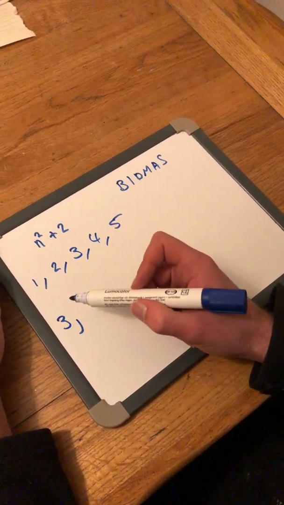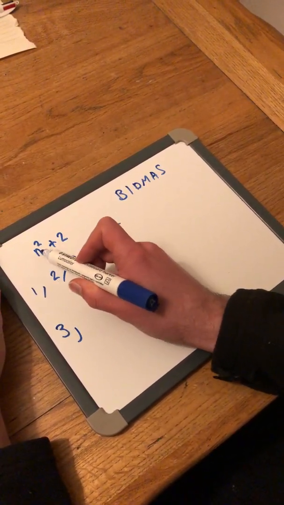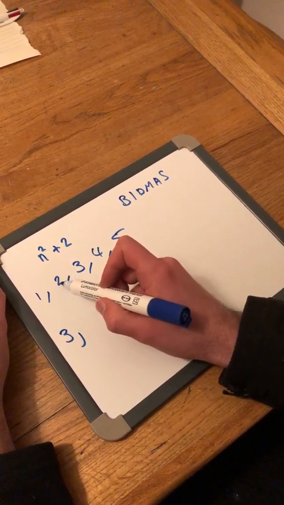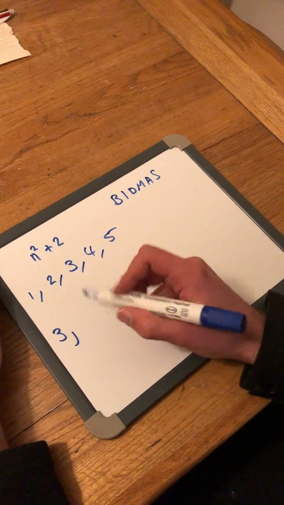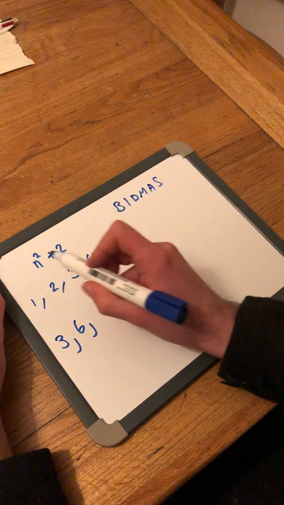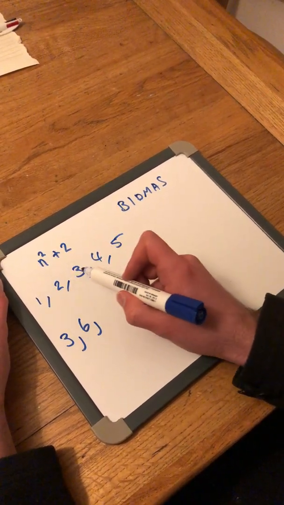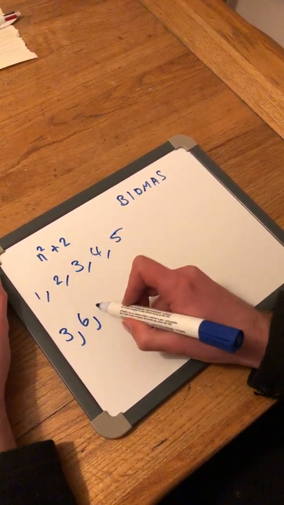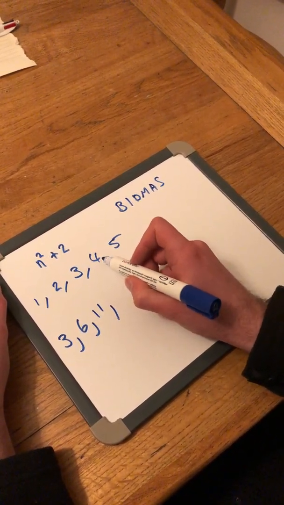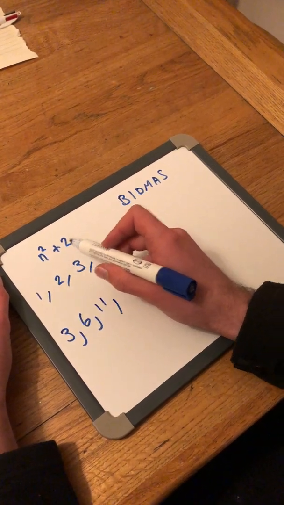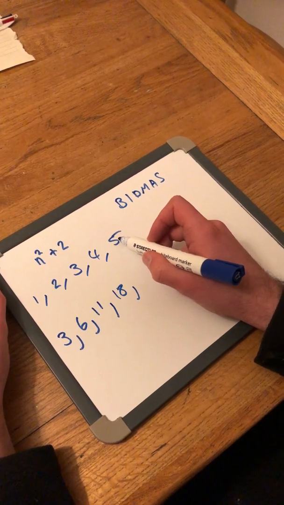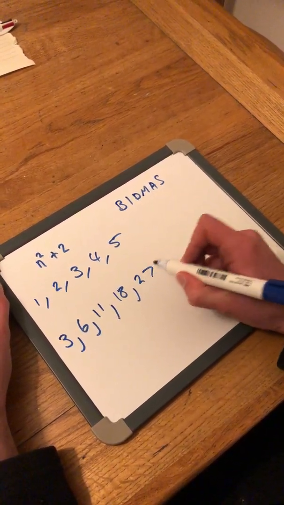Now we want to find our second number in our sequence. We're going to substitute n to be 2. So 2 squared is going to be 4, plus 2, 6. For our third term, substitute n to be 3. So 3 squared will be 9, plus 2, 11. Fourth one, 4 squared is 16, plus 2, 18. 5 squared, 25, plus 2, 27.